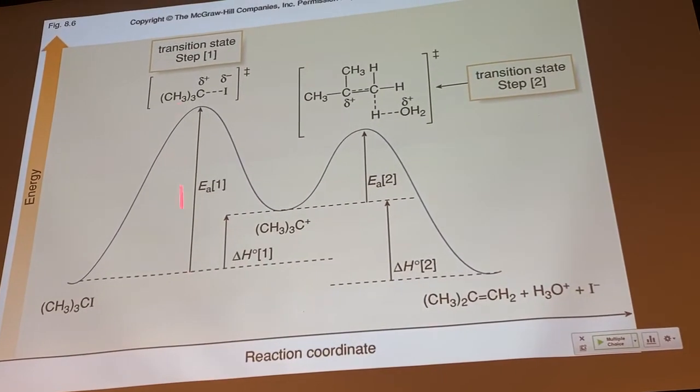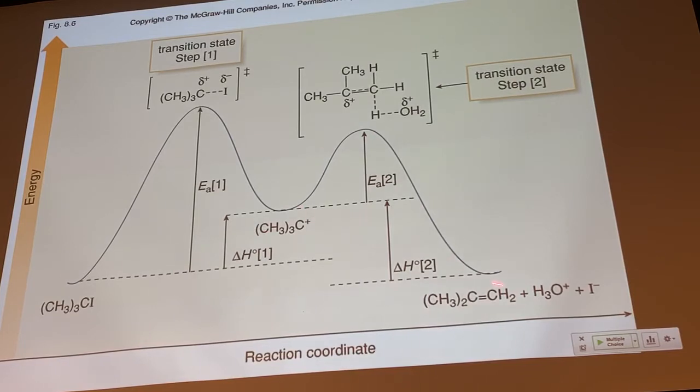And we see that the first step does indeed have a higher activation energy than the second step. That's what we would expect. We have two transition states because we have two steps. And the first transition state, according to Hammond's postulate, is going to resemble our carbocation more than it resembles the alkyl halide. So this carbon-iodine bond will be mostly broken at the transition state. The partial charges will be closer to 1 than they will be to 0.